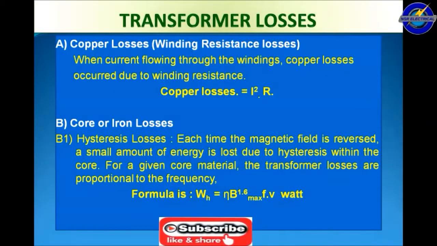Copper losses are winding resistance losses. When current flows through the windings, copper losses occur due to winding resistance. Copper losses are denoted as I square R losses.